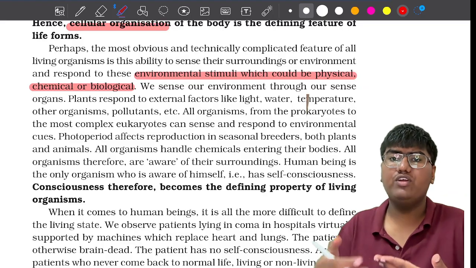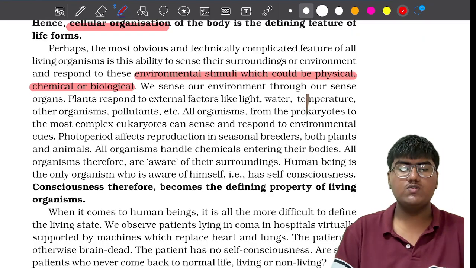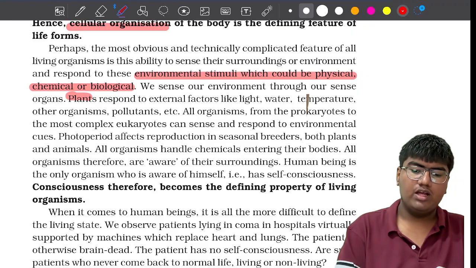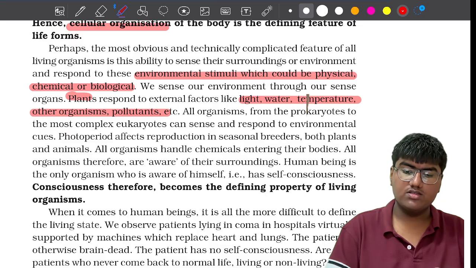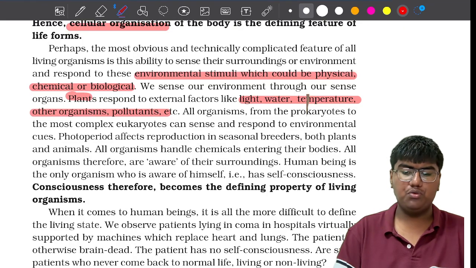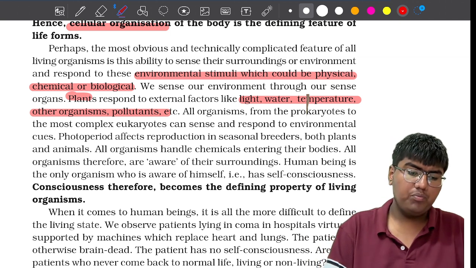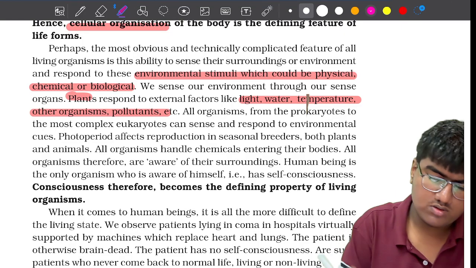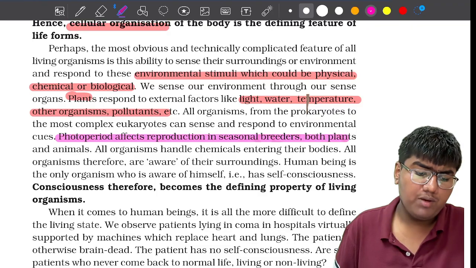I'm giving you an example of an increase in heat. We sense our environment through our sense organs. Yes, we have 5 sense organs. We sense them through these organs. Plants respond to external factors like light, water, temperature, other organisms, and pollutants, etc. For example, lichens. All organisms from the prokaryotes to the most complex eukaryotes can sense and respond to environmental cues. Yes, we saw prokaryotes like Paramecium. Photoperiod affects reproduction in seasonal breeders, both plants and animals.